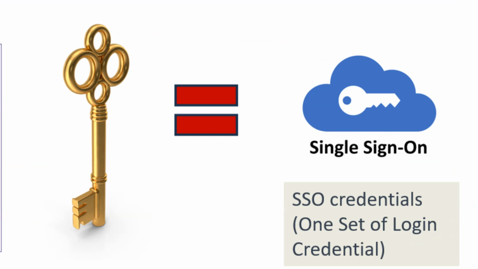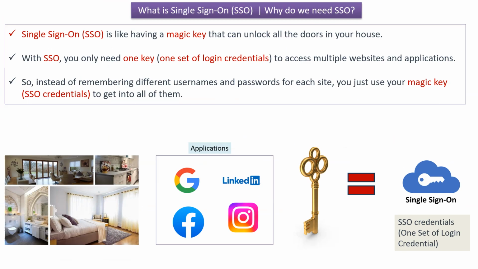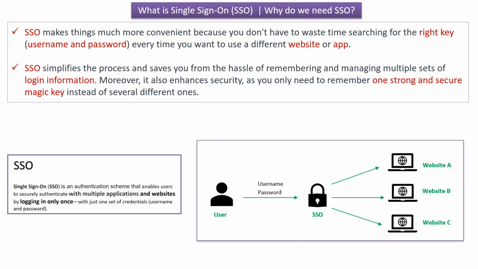Single sign-on is like having a magic key that can unlock all the doors in your house. With single sign-on, you only need one key, which is nothing but one set of login credentials to access multiple websites and applications. So instead of remembering different usernames and passwords for each site, you just use your magic key. In this case, it is SSO credentials to access all the applications and websites.